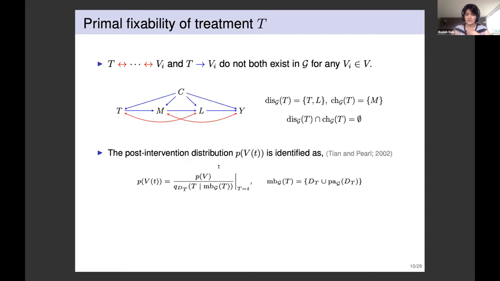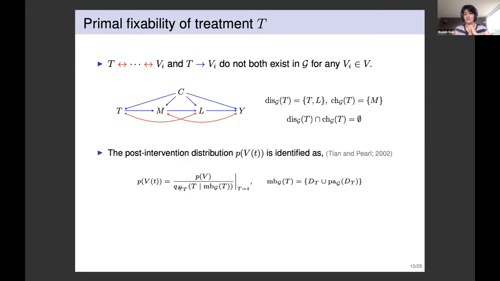We take the joint distribution and we divide it by what looks like the propensity score, some conditional density of the treatment given its Markov blanket, where the Markov blanket is defined as the district of the treatment along with the parents of the district. But this is obtained from a kernel where everything outside of the district of the treatment is intervened on.